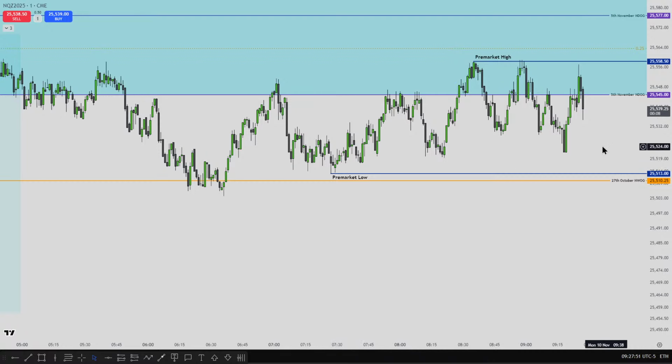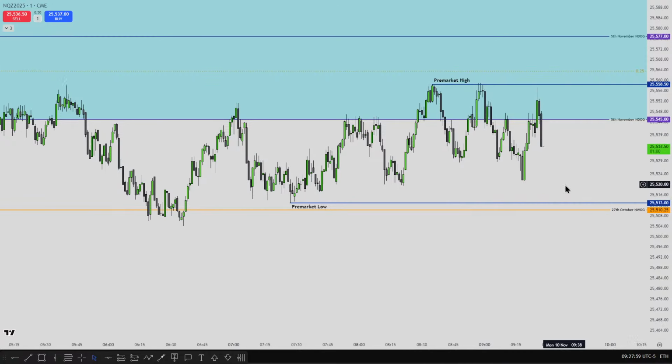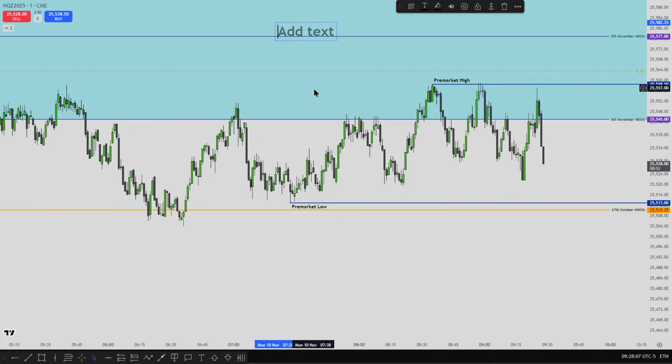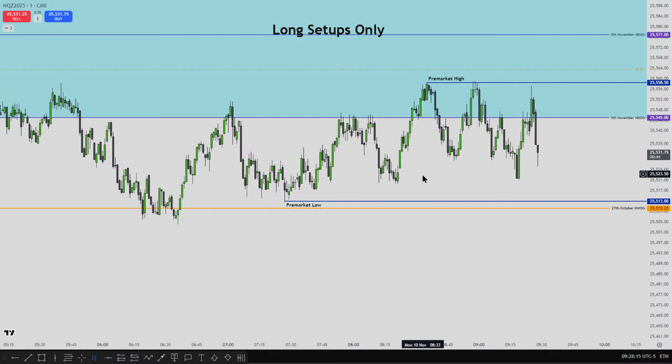Okay, lots of engineered sell side here. I'd expect that to be run into. But I've got 2 minutes until the open. Today, I'm looking for long setups only because I have a very bullish bias. Very bullish bias.